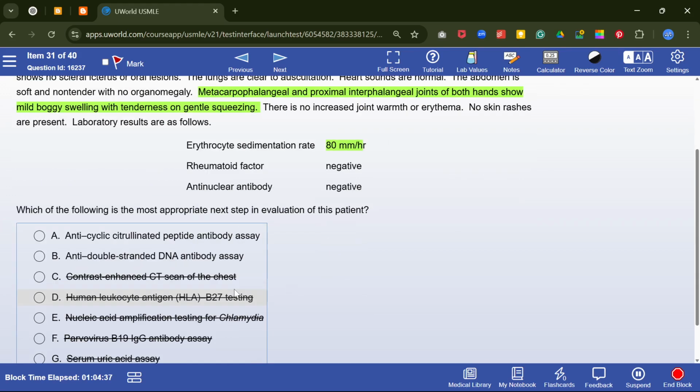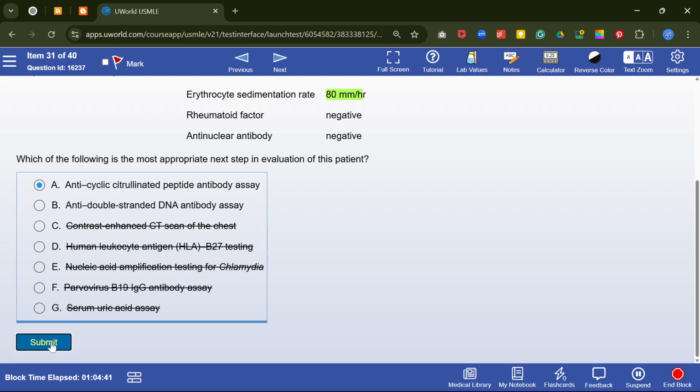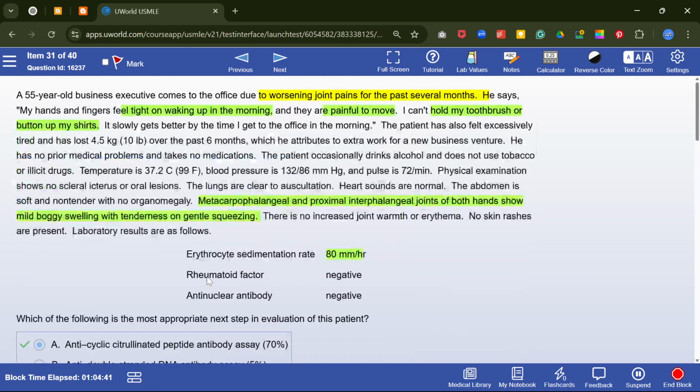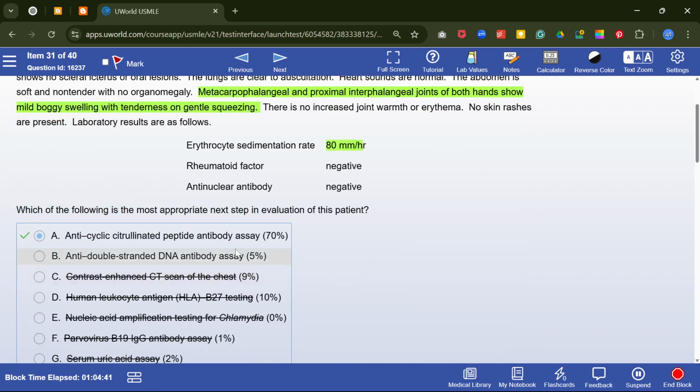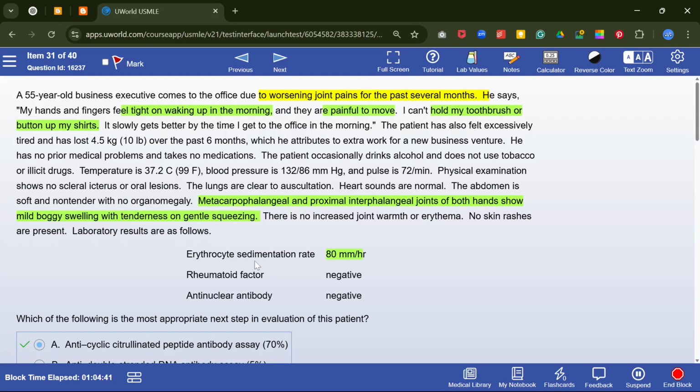Does he have rheumatoid arthritis? So, CCP is for rheumatoid arthritis. Sometimes rheumatoid factor may be negative, but all the clinical features look like RA.